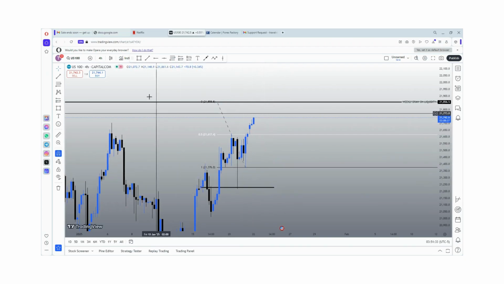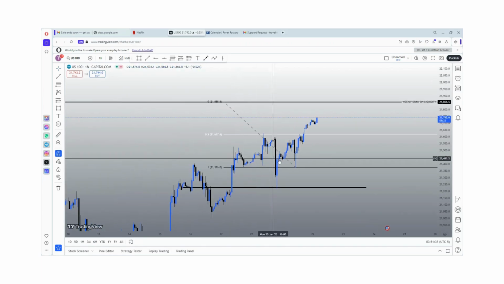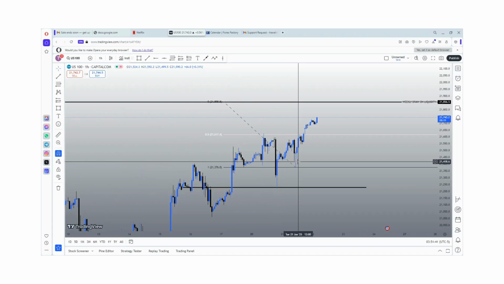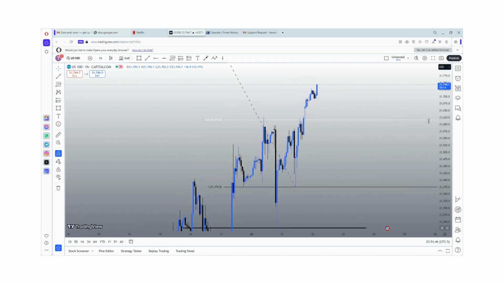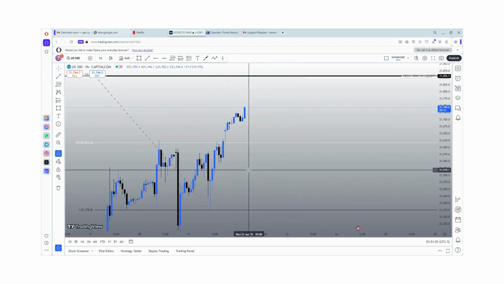So what else do we do? We go to the 1 hour chart. The 1 hour chart is the last time frame where we define premiums and discounts. This is our premium for the 4 hour, and these are discounts.